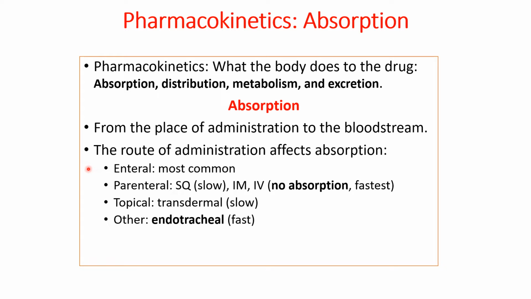The parenteral route includes a syringe and needle, so you bypass the absorption in the intestine, introducing the medication directly through a needle into the body. The parenteral routes include the subcutaneous, which is a very slow route, the intramuscular, and the intravenous. Remember that intravenous is the fastest of all the routes because there is no absorption.